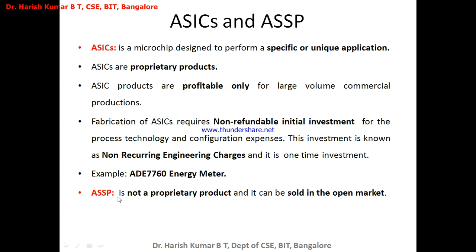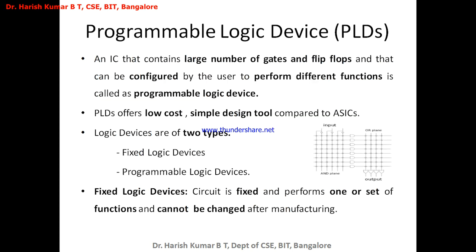And ASSP, on the other hand, application specific standard product, is not a proprietary product, so this can be sold in the open market, which can perform a specific or a unique application, but these are not for one particular customer. They can be sold in the open market to any customer who can use it.